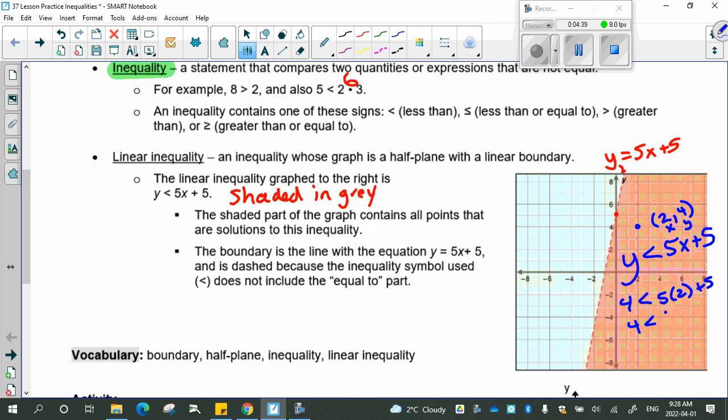And that would be 15. 5 times 2 plus 5. So is 4 less than 15? Yes. So any point I pick in here is going to have that property. It's going to satisfy this inequality. It's going to be less than 5x plus 5.